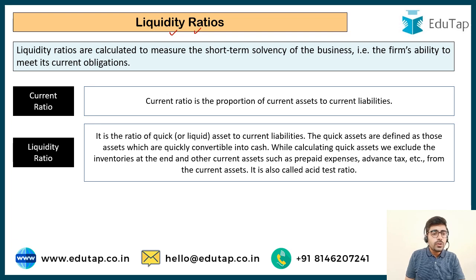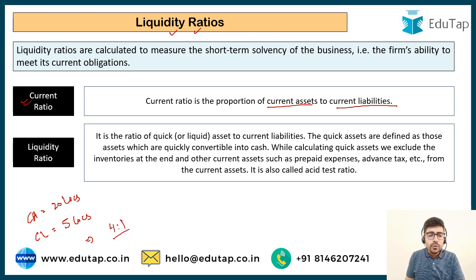Now there are two liquidity ratios which are very important. One is current ratio. The name suggests it is going to be about the current assets and current liabilities. Current ratio is the proportion of current assets to the current liabilities. Now suppose there is a company whose current assets are 20 lakhs and the current liabilities are 5 lakhs. So I would say the current ratio is going to be 20 by 5 or 4:1.